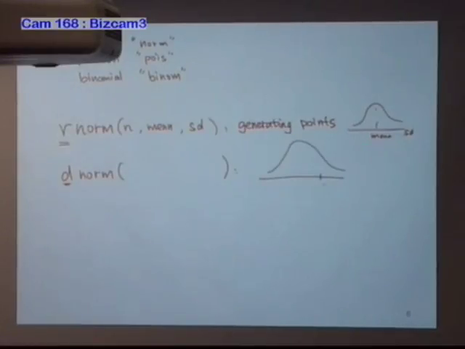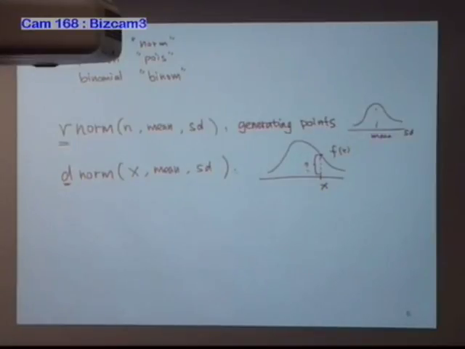So give me some x here. I will tell you how high is the corresponding bell curve for this. So this is the f, the PDF, f of x. So that's the height. So you need to tell d norm what's the x you were talking about, what's the mean, what's the standard deviation. It will calculate the height, right?